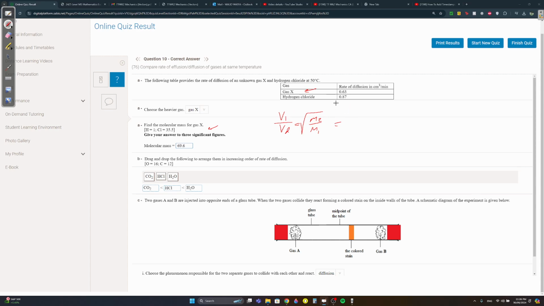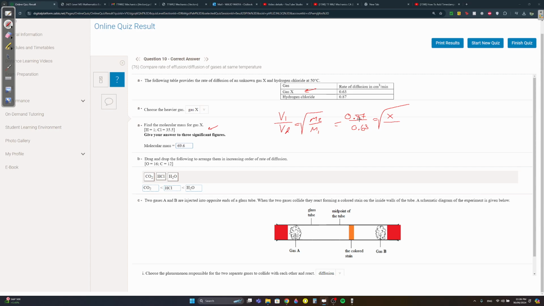V1 over V2, always start with the faster one. So 0.87 over 0.63 equals radical M2 over M1. The mass of the 0.63, we know it's X, over the mass of this 0.87. Remember, mass 2, V2, mass 1, V1, they're across from each other. It's not M1 over M2, it's M2 over M1. So M2 is X because 0.63.